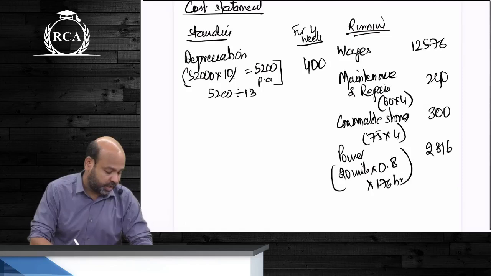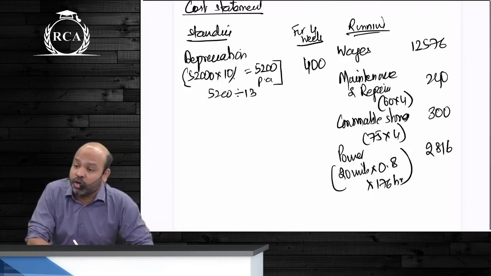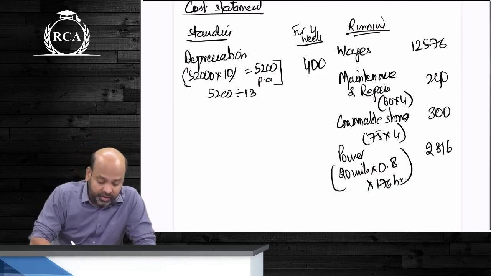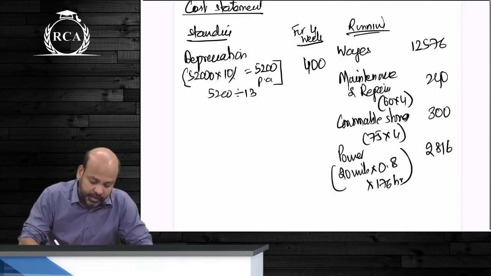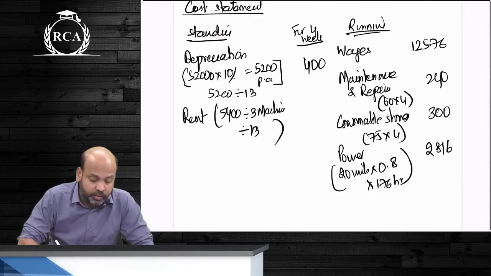Apportionment to the cost center: because the expenses are for the cost center, that means they are for 3 machines. So all of these expenses, beta, you're going to divide by... 5400 divided by 3 machines divided by how many periods? 13. So how much will this be, beta? 138 point.